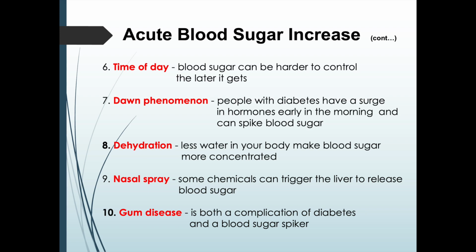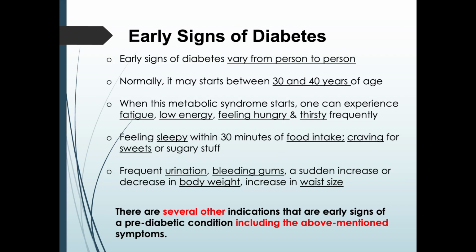But as said, these are the things which can increase it. But the A1C measure gives the correct sugar level of the past 3 months, how much it was. That gives the exact value. So next I want to show early signs of diabetes. For your question, the early signs of diabetes vary from person to person, that is for sure.